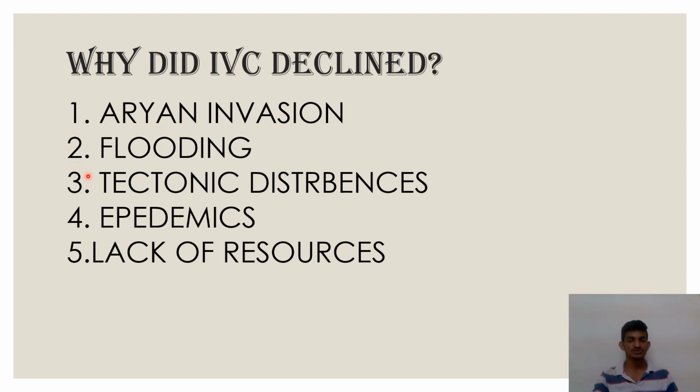The second one is flooding of the Saraswati river. The Saraswati river was regarded as a precious river during the times of the Indus Valley Civilization and even during the Vedic era. The third one is tectonic disturbances. The fourth one is epidemics, which were caused by climate change, like COVID. And the fifth one is lack of resources.